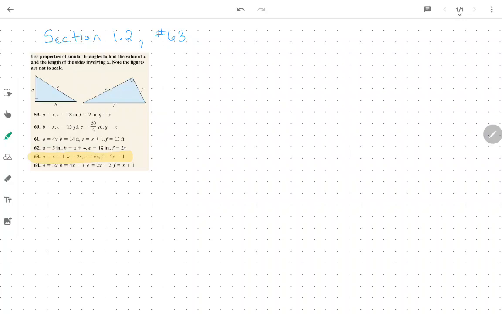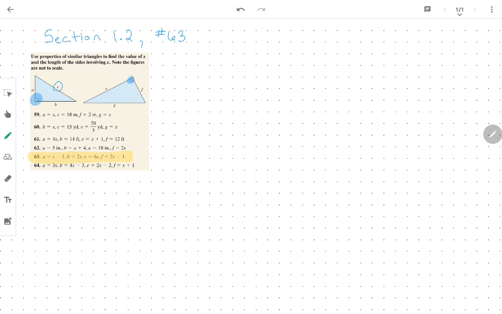In section 1.2, problem number 63, we're going to use the properties of similar triangles to find the value of x. So our first task is to find the relationship here. So I see that here's my 90-degree angle.